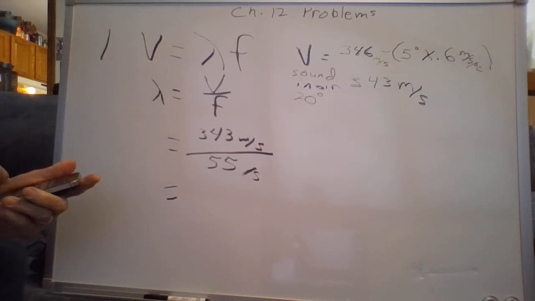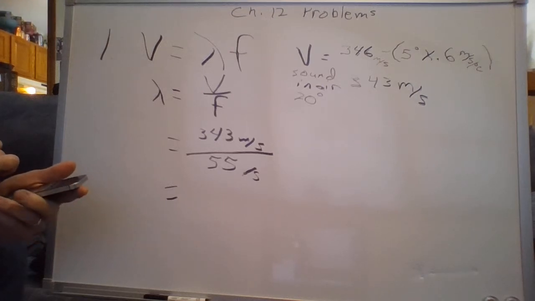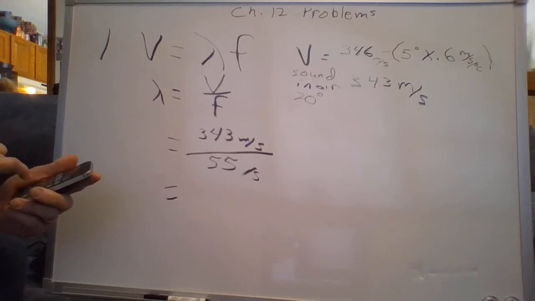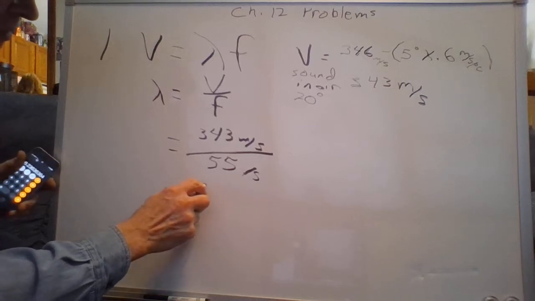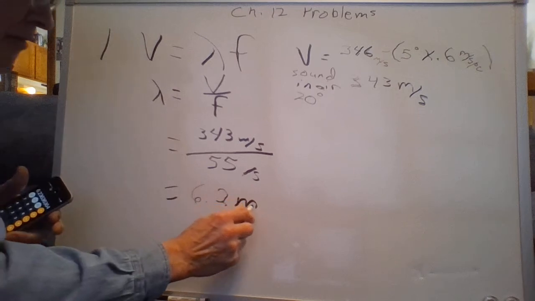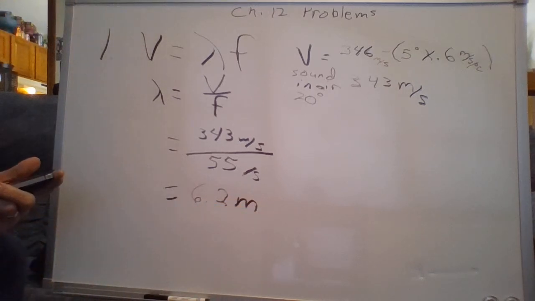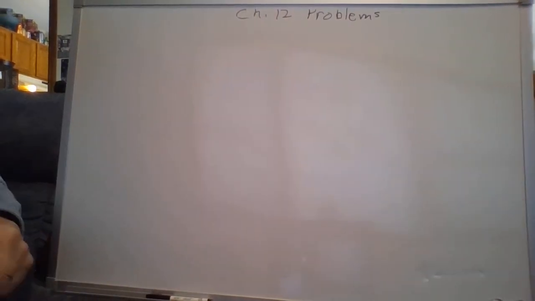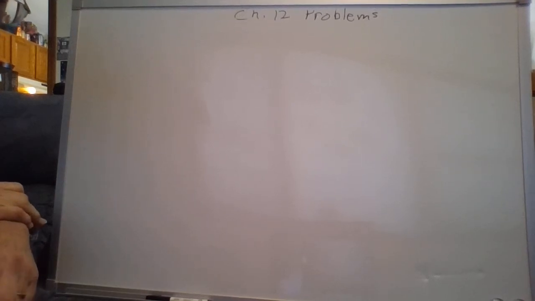what do you get? All right, who does the calculations? Jackie? Caleb? Carson? Who's got that? 343 divided by 55. 6.2? Is that what you got? 6.2 meters. It is a low frequency. That's a pretty long wave. Okay, there's question number 1. Let's pause. Let me erase that. All right, let's go on. I got question number 1.